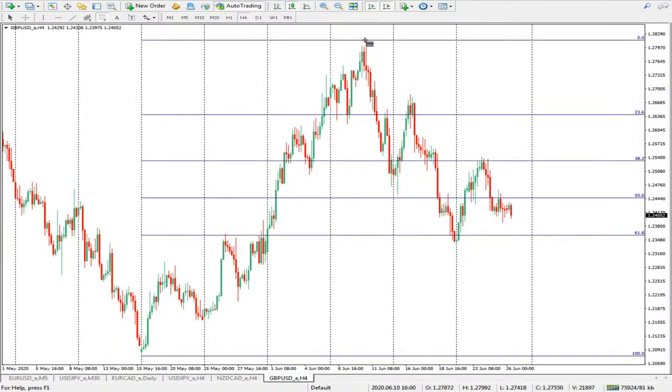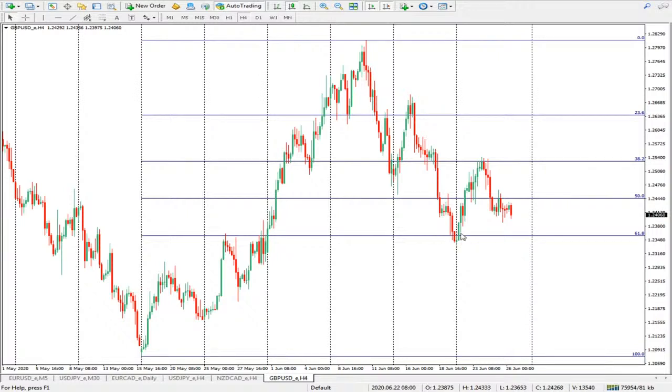I'll use this as the swing high, this point here, and then I'll also use this point as the swing low. You can see that after hitting this swing high, the price went down. It went below 23.6% fib level. It continued much lower to 38.2% fib level. It even went as low as 61.8.